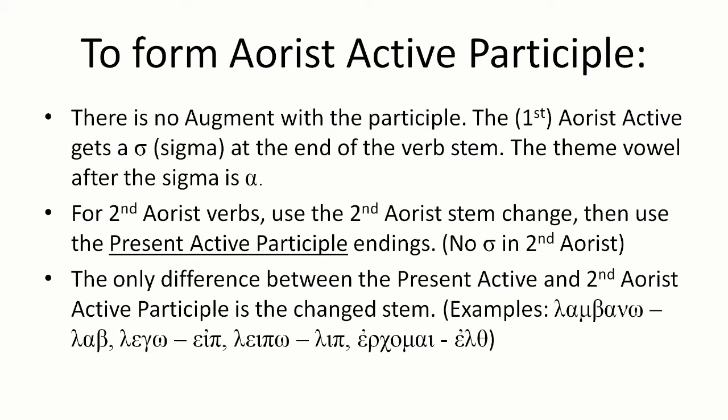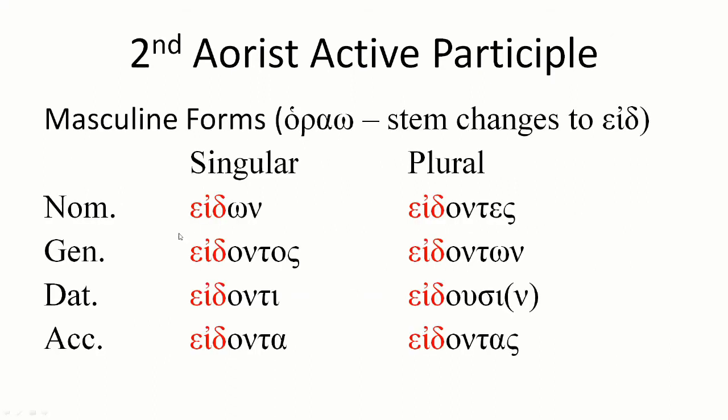I put some examples here at the bottom. Lambano, the stem changes to lab. Lego is this really ugly one. It changes from lego to eip. Then lipo, slight change. Lipo becomes lip. And then erchomai, again, a drastic, ugly stem change. Erchomai changes to elth. Otherwise, you're just going to put present active participle endings onto those changed stems, and now you have an aorist. But before that, let's go to the second aorist active.